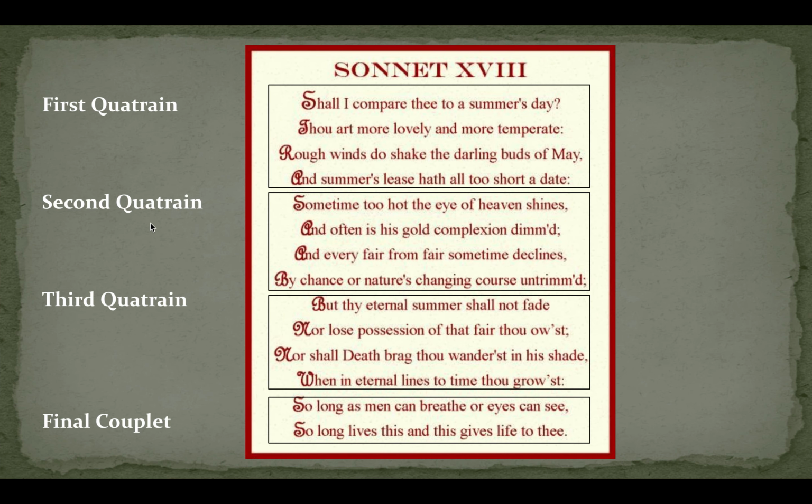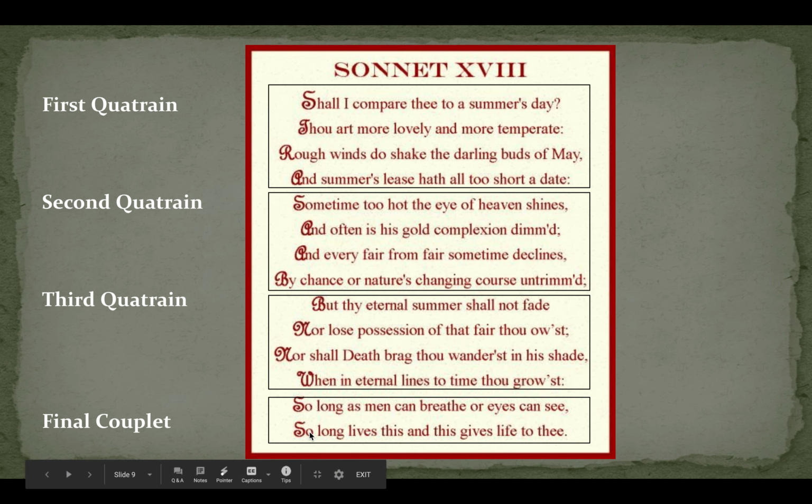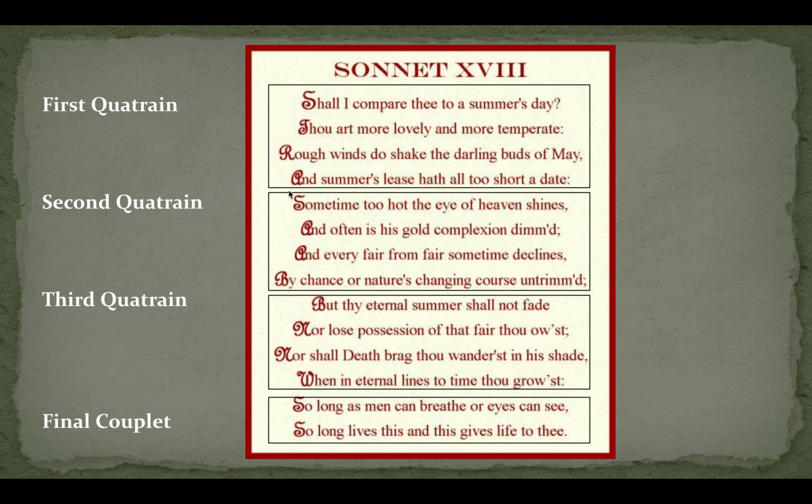All right, so here we have our very familiar by now sonnet number 18, and I've broken this down into its sections. So we see, first of all, that there are 14 lines. Let's count them. 1, 2, 3, 4, 5, 6, 7, 8, 9, 10, 11, 12, 13, 14. Would I lie to you? And then, of course, we've got 3 quatrains and 1 couplet.